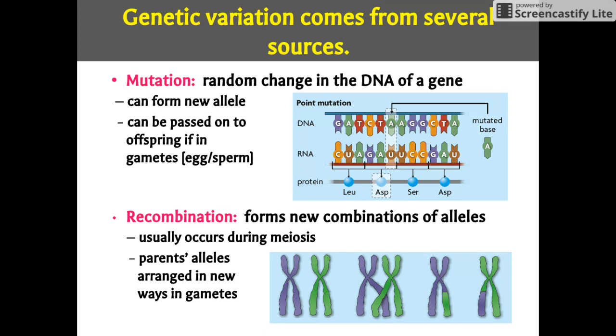Some biologists are studying hybridization as another source of genetic variation. Hybridization occurs when individuals of two related but different species mate, and we'll talk more about that in the coming week.